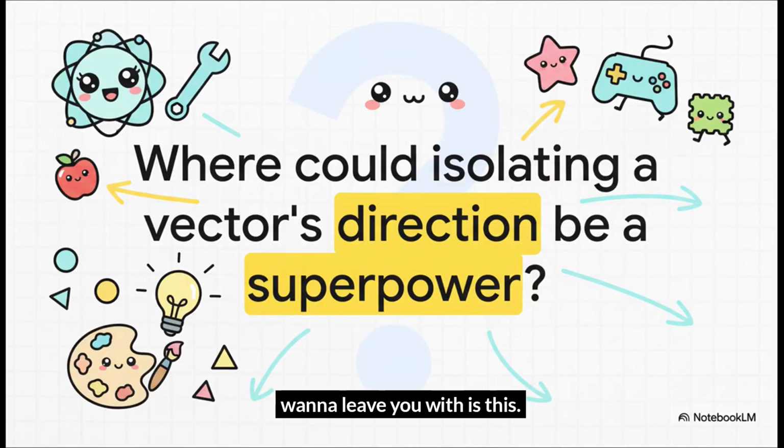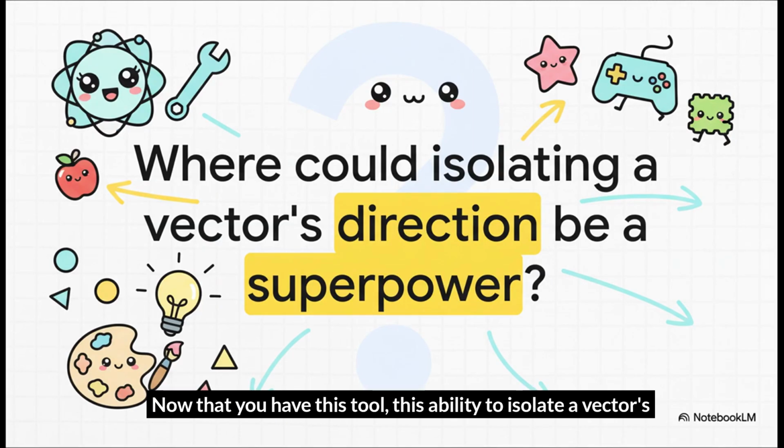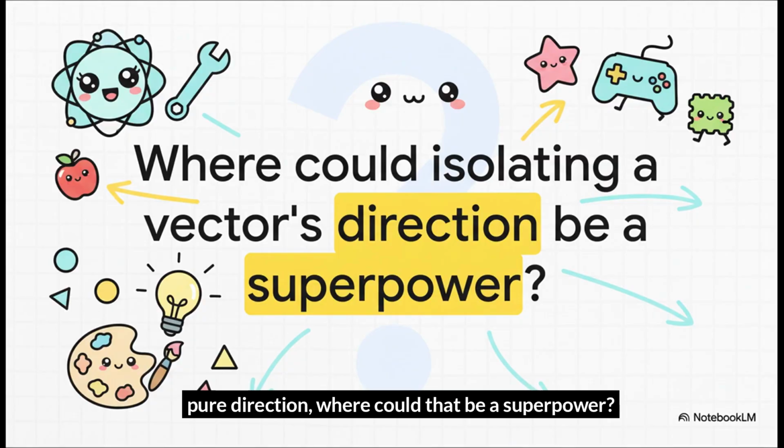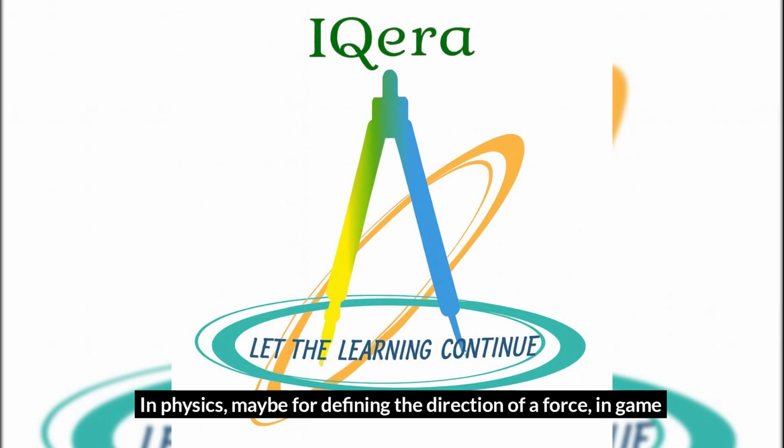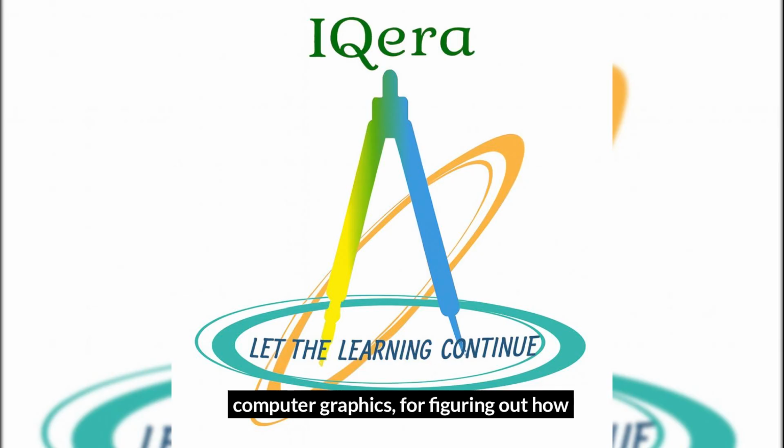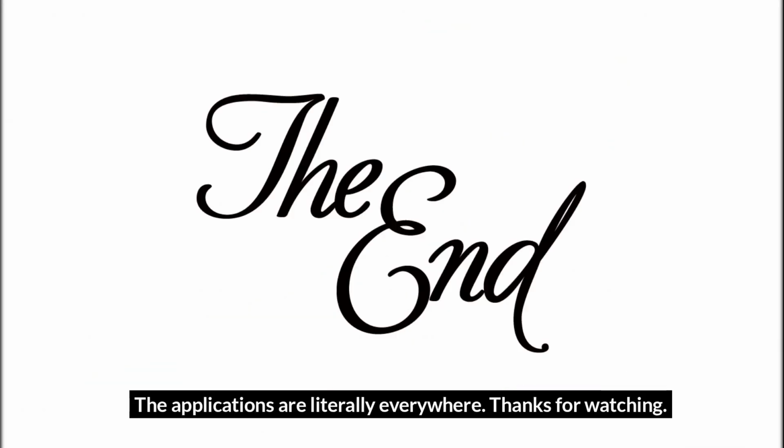So the final thought I want to leave you with is this. Now that you have this tool, this ability to isolate a vector's pure direction, where could that be a superpower? In physics, maybe for defining the direction of a force? In game design, for telling an enemy exactly where to look? Or in computer graphics, for figuring out how light should bounce off a surface? The applications are literally everywhere.